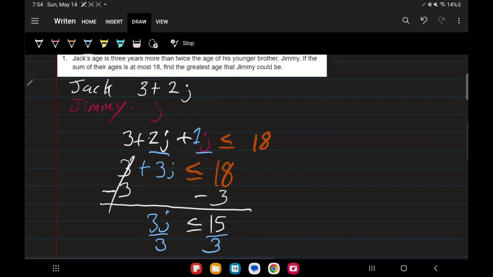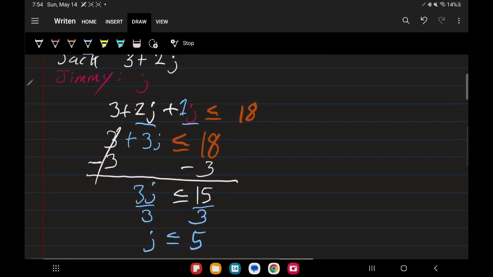So in this case, Jimmy, so we'll go back to red. So going up, Jimmy, need to spell it right. Jimmy is going to be less than or equal to 5.